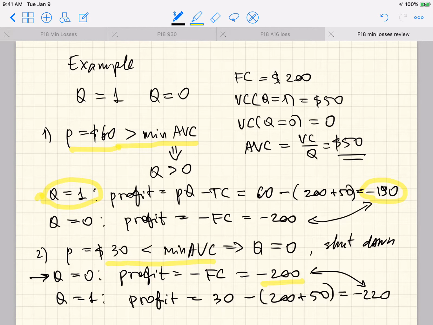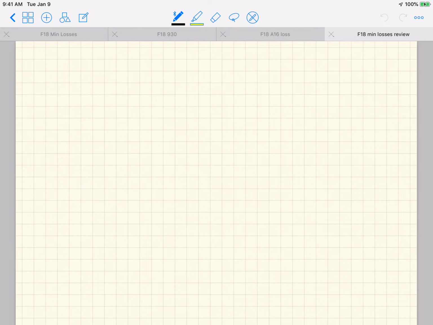Okay, so finally what we're going to do is to look at those cost diagrams and figure out how it works there. And for that we will need a graph with those cost curves. So let me draw it real quick for you.